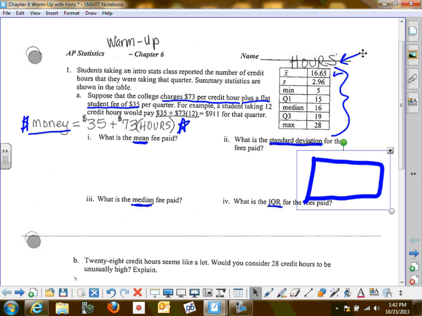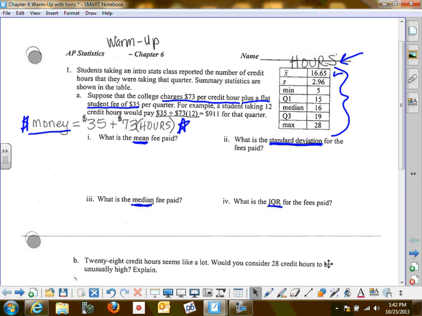Okay? So in summary, what of this equation here is going to affect the spread, standard deviation, and the spread IQR? Good, just the multiplication portion, okay? So that was the idea behind this, all right?